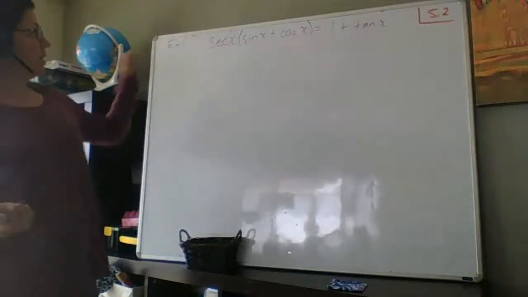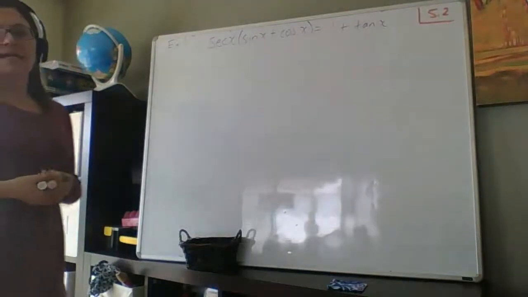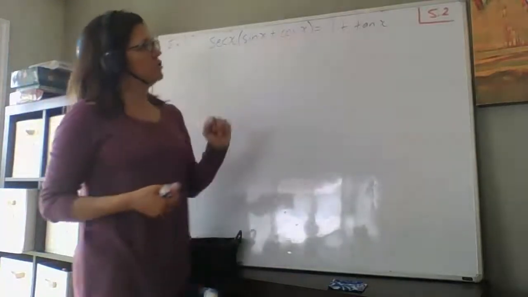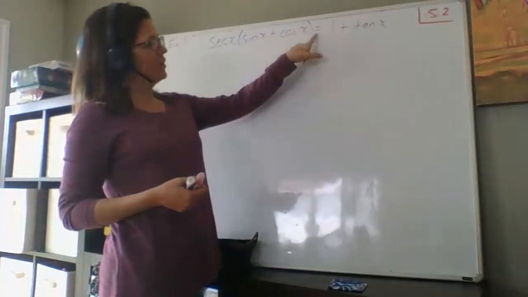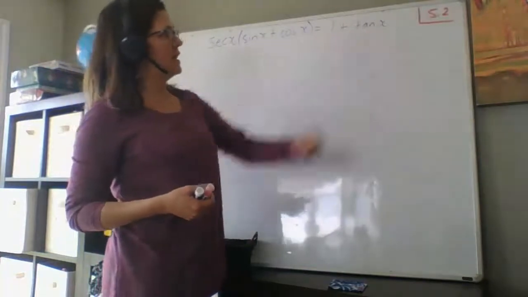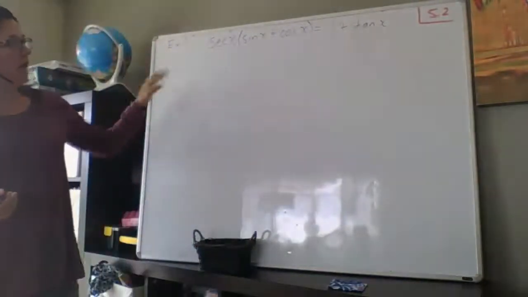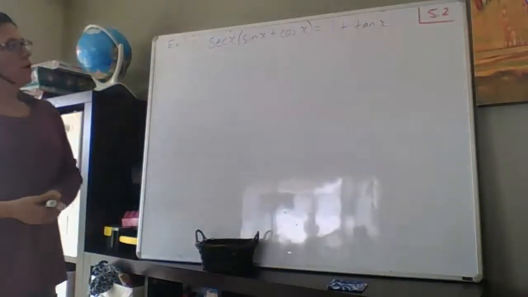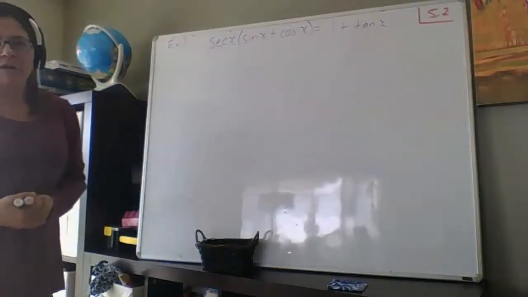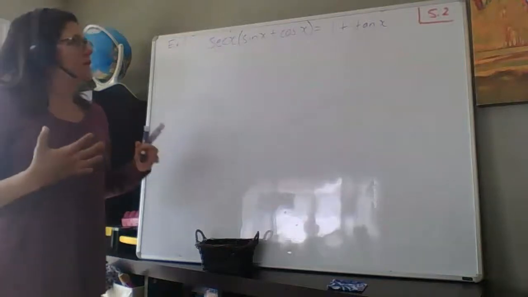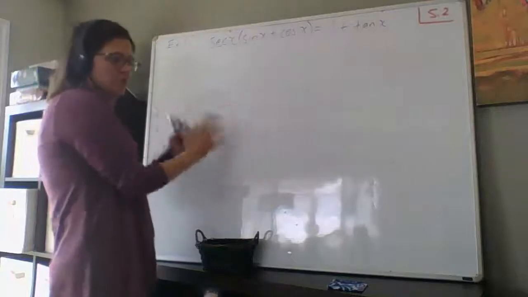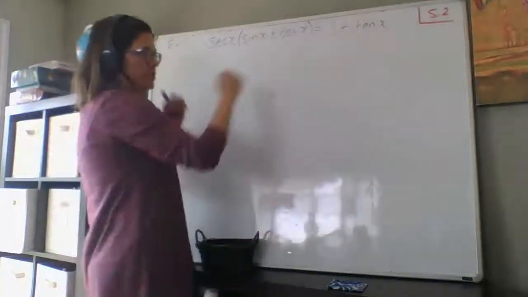So let's look at example 1: secant x times the quantity sine x plus cosine x, and we're trying to show that that is equivalent to 1 plus tangent x, for all x values that work for all these functions. The key to verifying is that we need to start with one side, and we're going to manipulate just one side to make it equal to the other side.